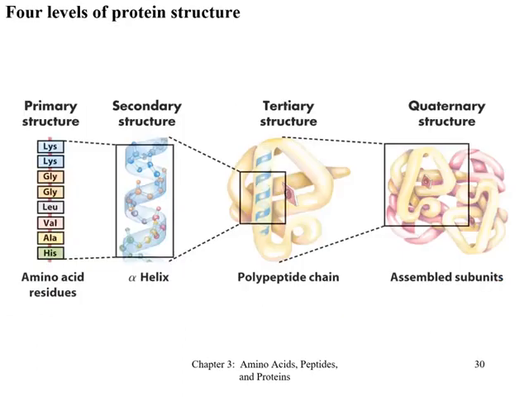There are 4 levels of protein structure: primary structure, secondary structure, tertiary structure, and quaternary structure. Primary structure refers to the amino acid sequence of the polypeptide. Secondary structure refers to an alpha helix, a beta strand, and a gamma or beta turn.